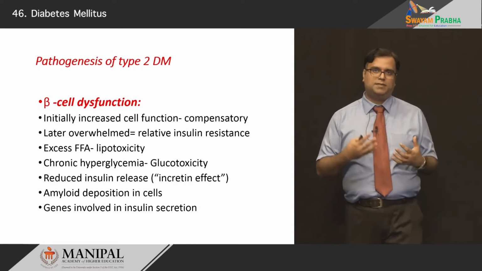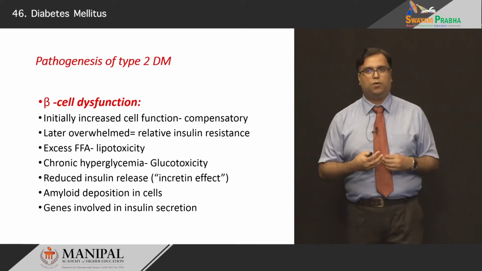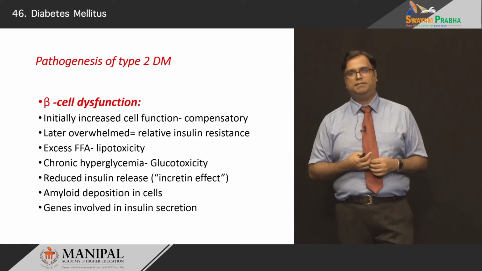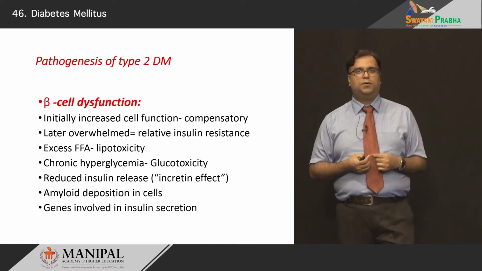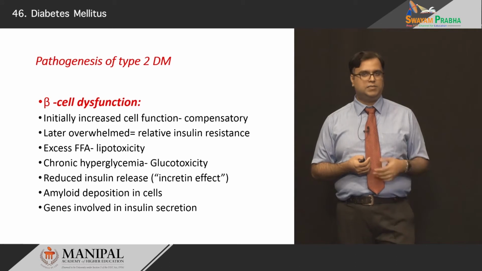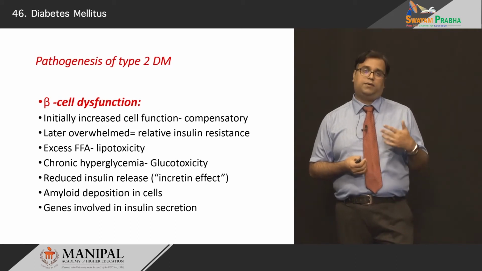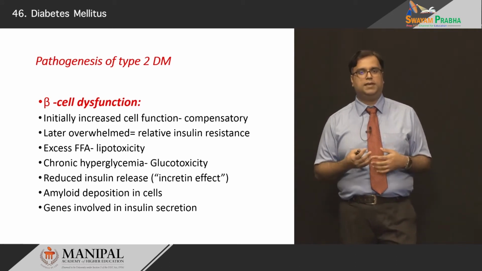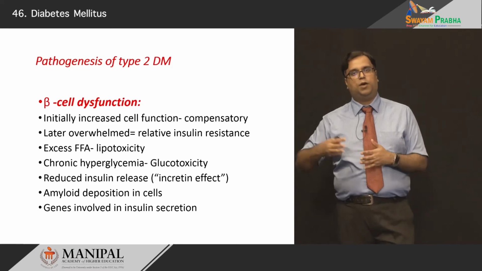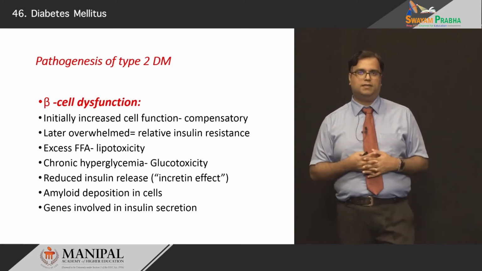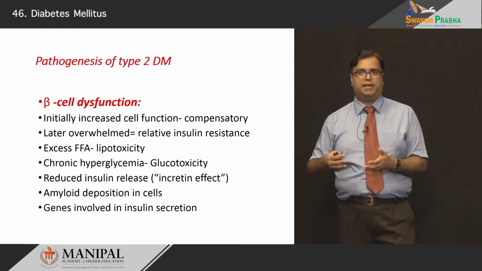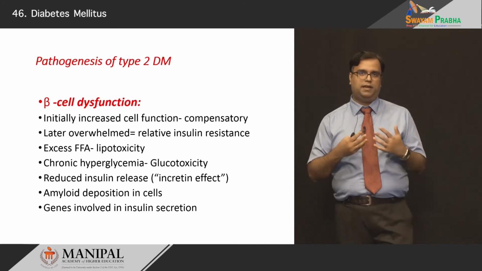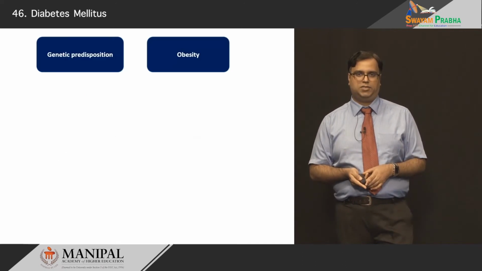Over a period of time, this compensatory mechanism is deranged or overwhelmed, resulting in a relative insulin resistance, not absolute but relative. So there are other co-contributors like excess free fatty acids, which results in lipotoxicity. You can get chronic hyperglycemia, which is glucotoxicity. Amyloid deposition over a long period of time gets deposited in, let's say, the muscle or maybe the kidney. And sometimes there are derangements in the genes involved in insulin secretion itself. Okay, all these underlie your beta cell dysfunction.